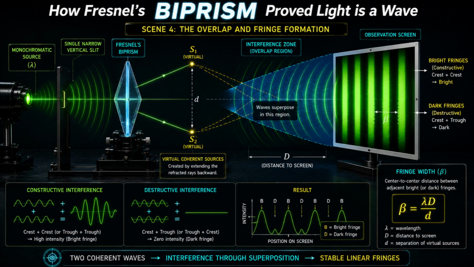The final result is a beautiful, highly stable pattern of alternating linear fringes. We measure the center-to-center distance between any two consecutive bright bands or any two consecutive dark bands as our fringe width, denoted by the Greek letter beta.